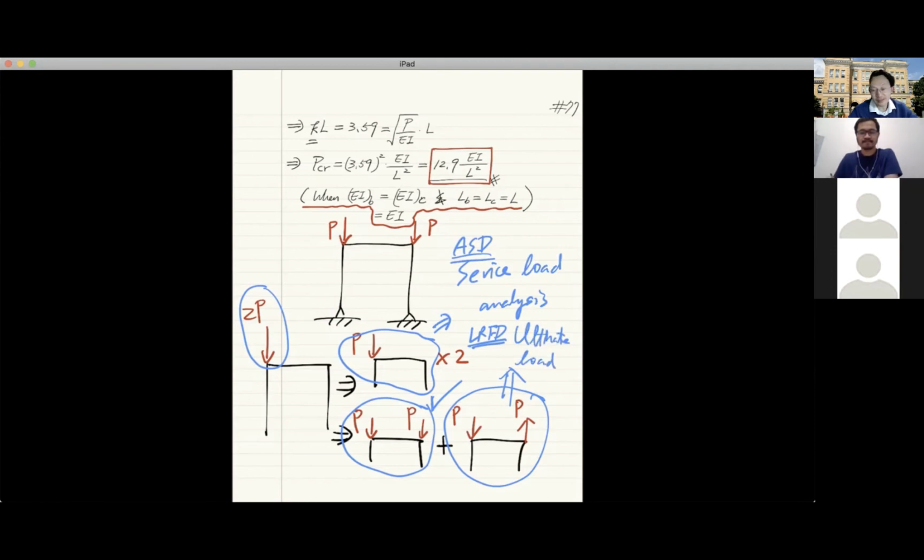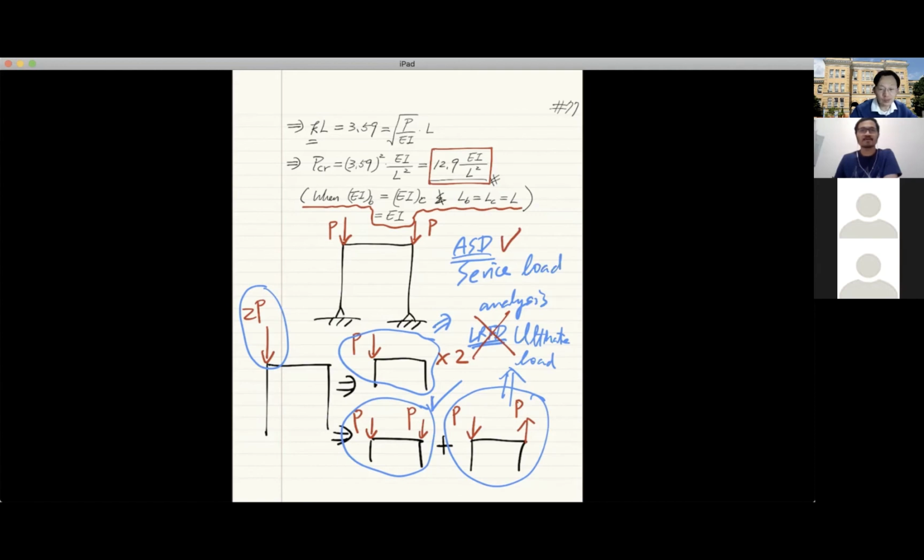What does that mean? The ultimate load for concrete means cracking is allowed. For steel structures, that means yielding is allowed. But whenever those happen, you take the principle of superposition out of your equation. You cannot use it. So from there, you know that the principle of superposition cannot be applied to LRFD analysis. It can only be applied to ASD analysis because ASD is very low, and that's linear.